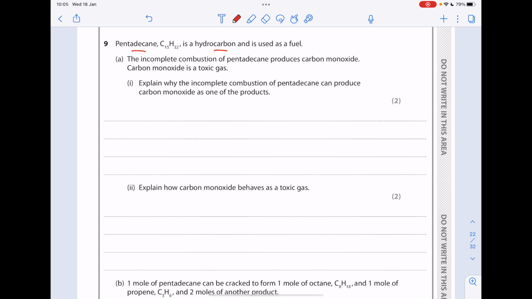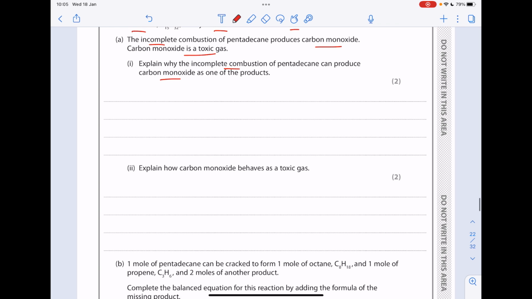Pentadecane is a hydrocarbon used as a fuel. The incomplete combustion of pentadecane produces carbon monoxide. Carbon monoxide is a toxic gas. Explain why the incomplete combustion of pentadecane can produce carbon monoxide as one of the products. Well, remember that incomplete combustion means that there's insufficient oxygen, and that's needed to oxidize the carbon to carbon dioxide. So without that, we only get oxidation to carbon monoxide.